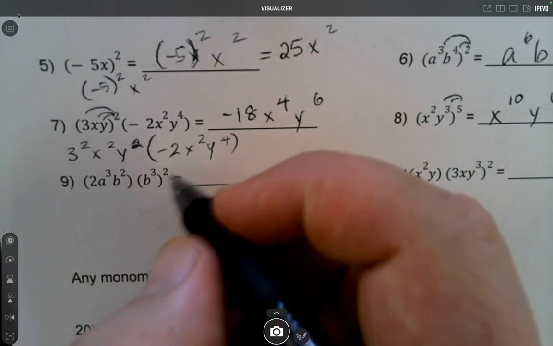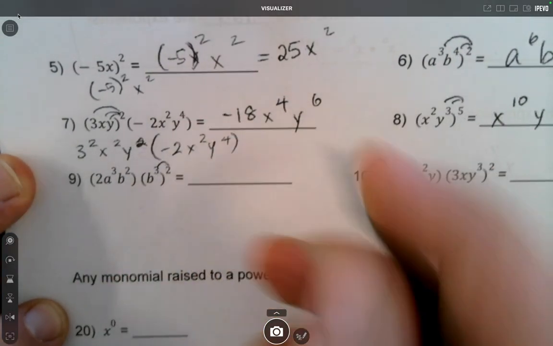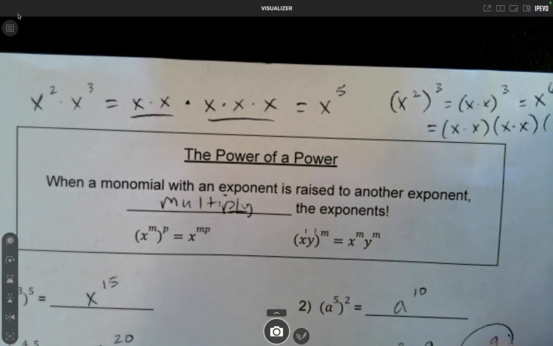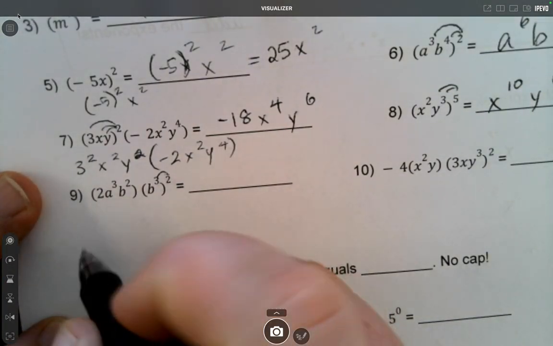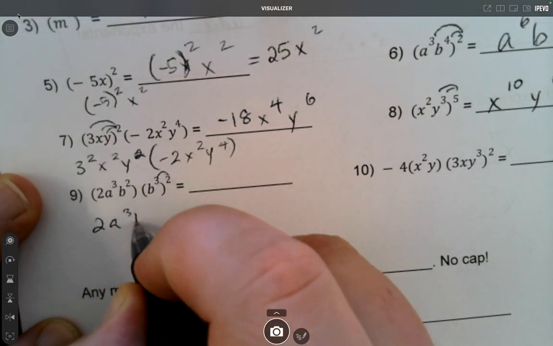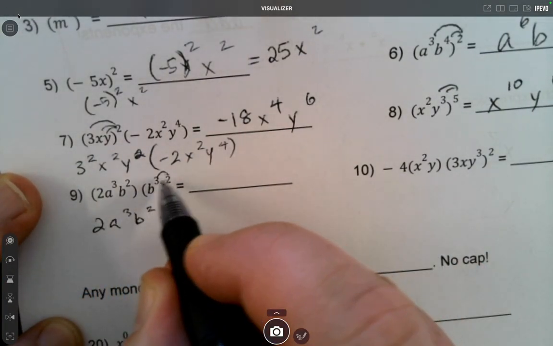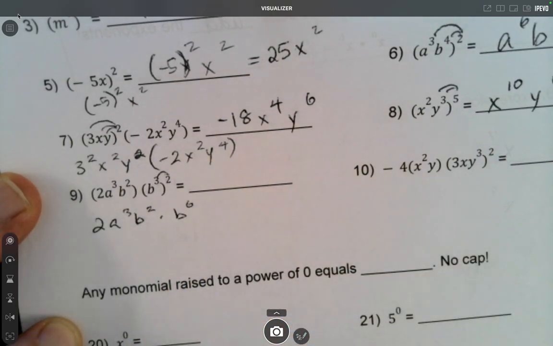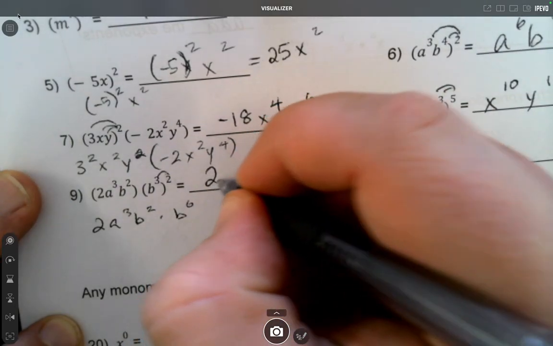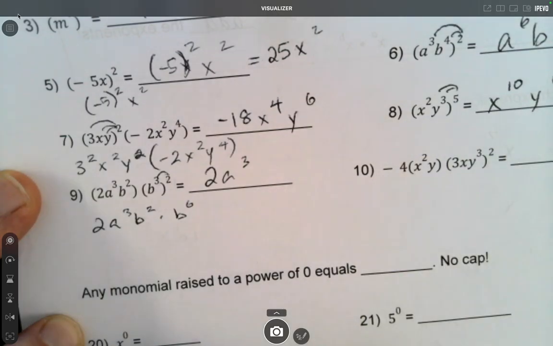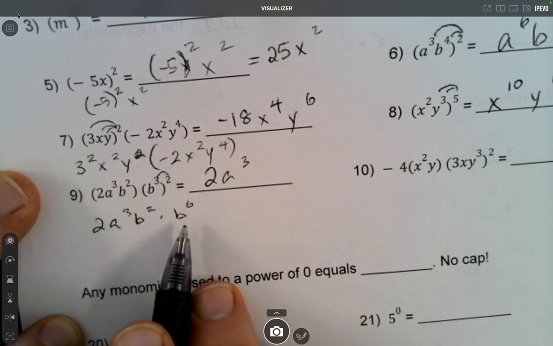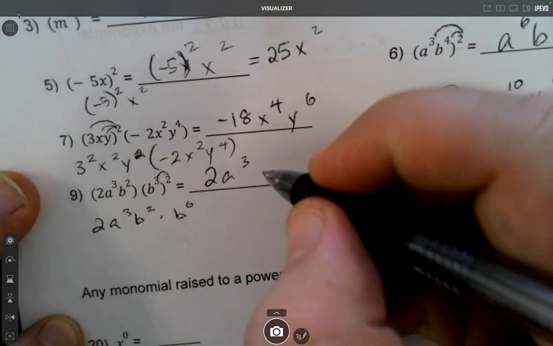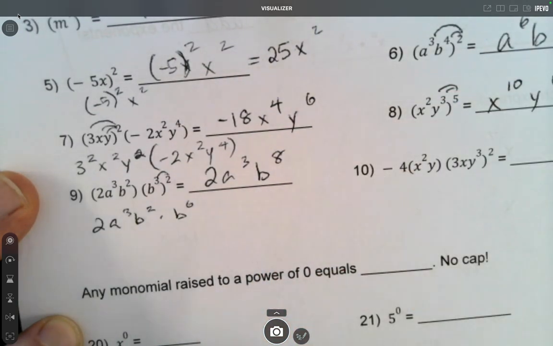Okay, number 9 is similar to number 7 in the sense that we need to go ahead and take care of this first. So do the power of a power first. Two times 3 is 6, we get b to the 6th. Then we have 2a cubed, but then b squared times b to the 6th, we add the exponents together and get b to the 8th.